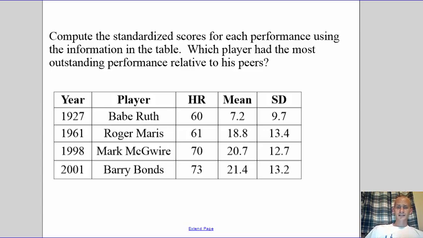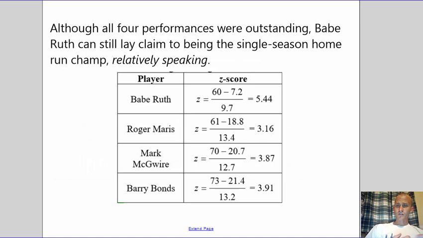As we look at these, maybe you get a little bit of intuition from what we've been doing so far as to which one of these might be the highest. Take a moment, calculate the z-scores on your paper. Once you've done that, you'll have the answer, obviously, but compare it to what we have.